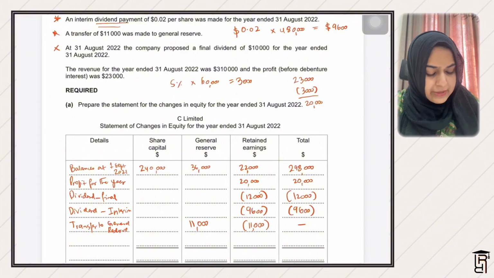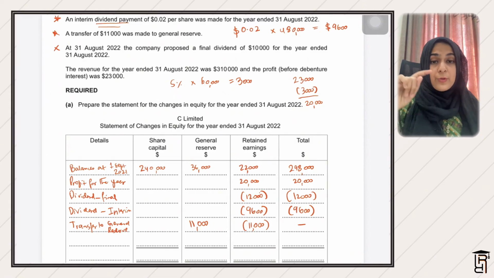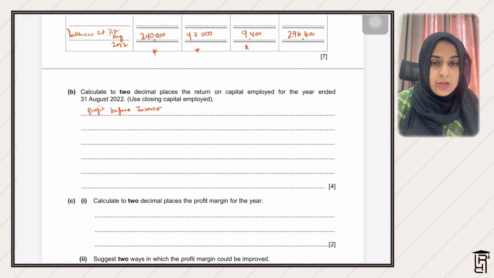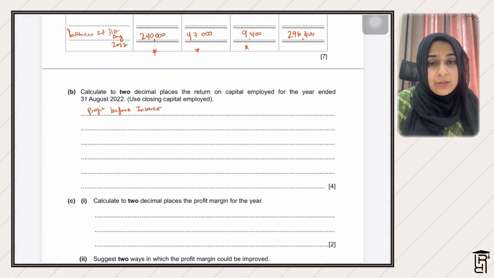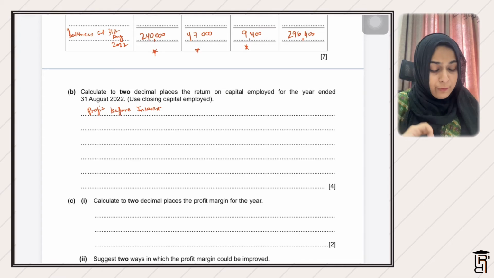So if you have a debenture, if you have long-term liabilities, then you need to take profit before interest in the numerator. If you do not have a long-term liability, then there's no interest expense either. So profit from operations is the other name for profit before interest. If you don't have a long-term liability, then profit before interest and profit for the year is the same. But in case of having a long-term liability, like in this question, we have debentures, you need to take profit before interest in the numerator.